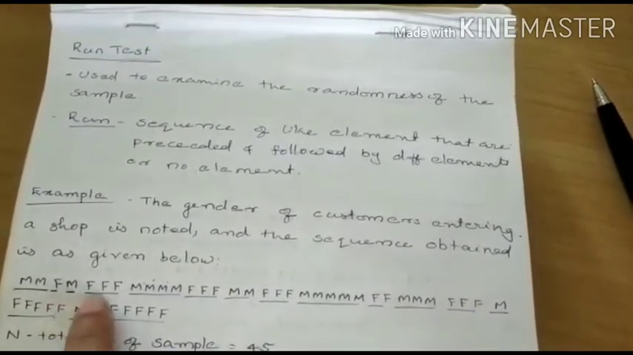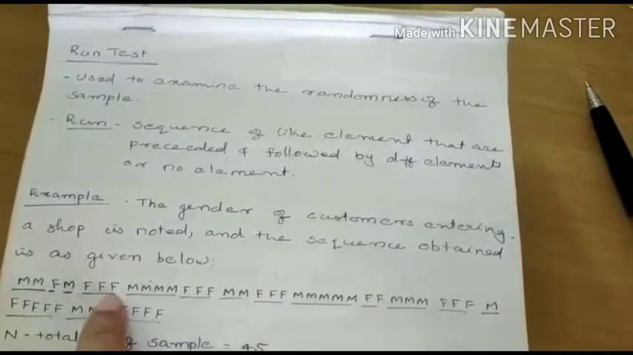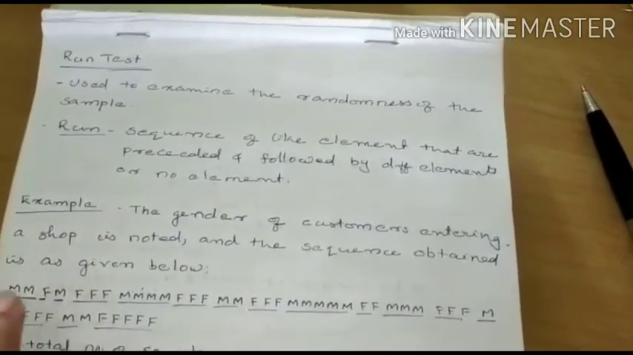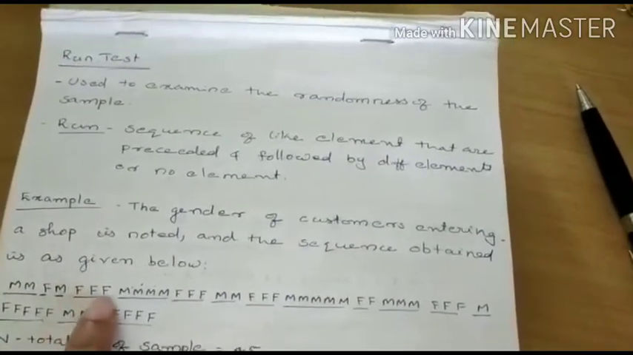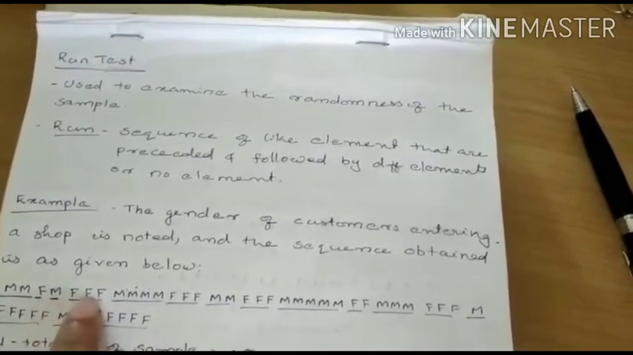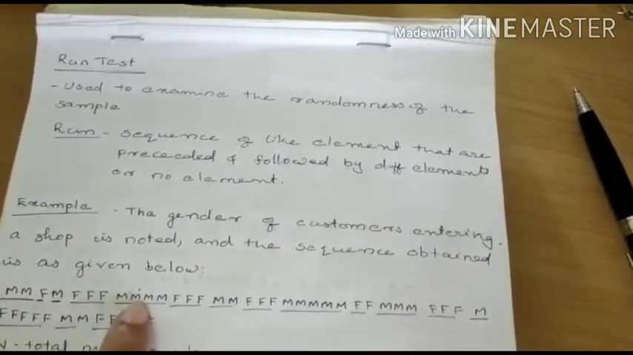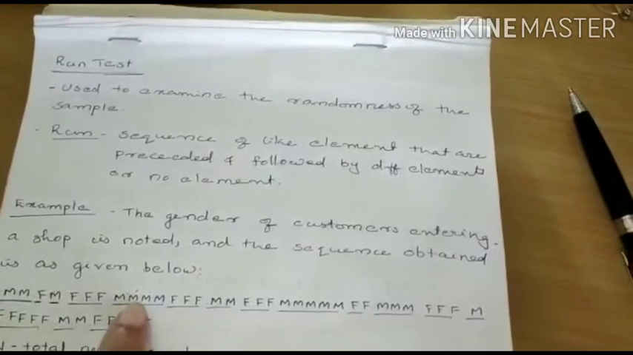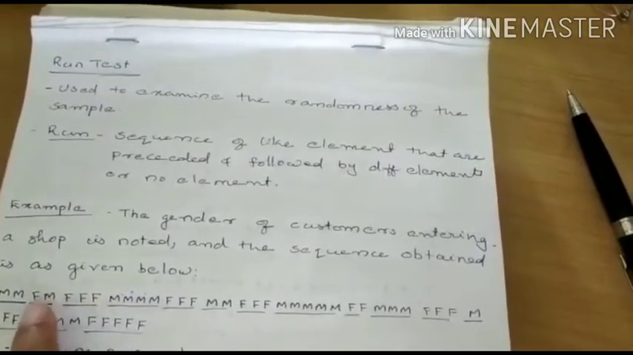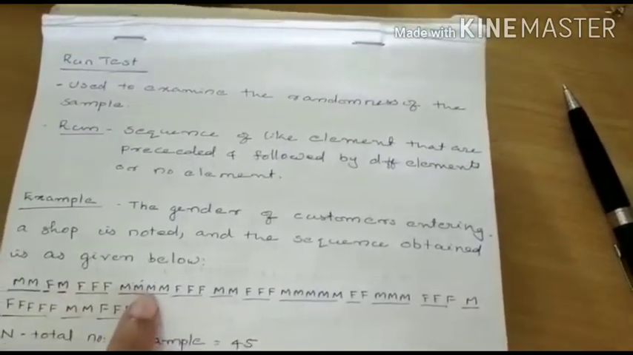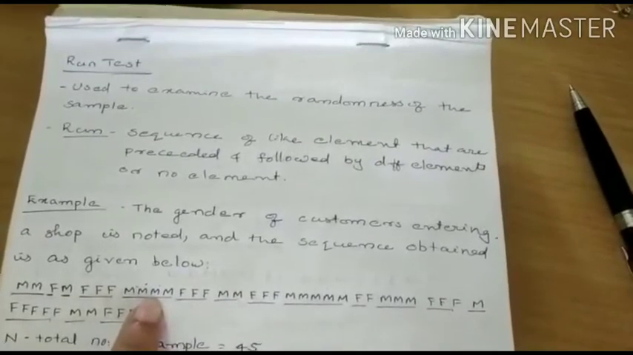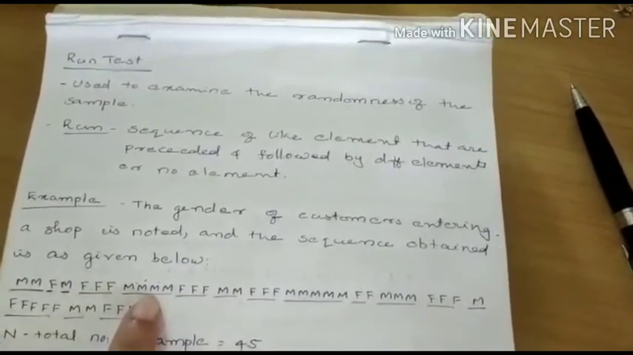A run refers to a sequence of like elements that are preceded and followed by different elements. This is preceded by M, this is followed by M, right? So a run should be preceded and followed by unlike elements, or different elements.